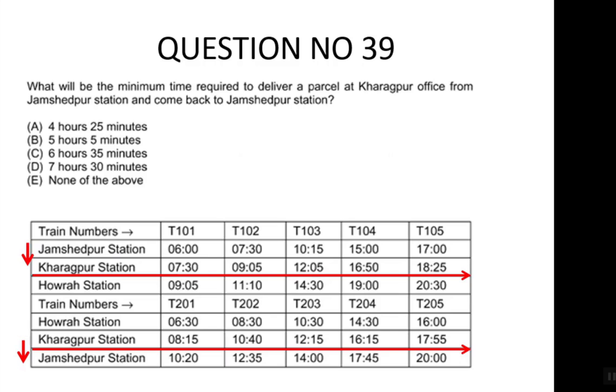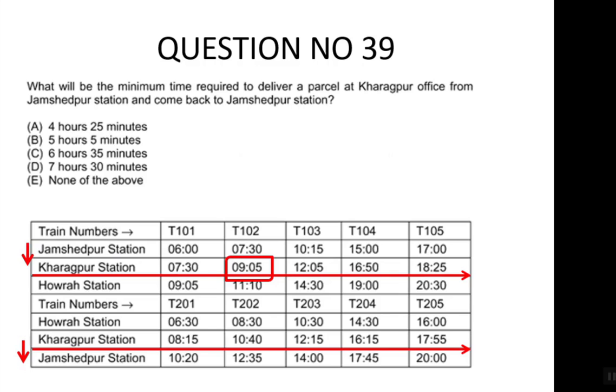What I mean to say is, when this person reaches Kharagpur station, goes to the office and comes back, he has 1.5 hours to do so. So, if he is going to reach Kharagpur station, he can board the next train after 1.5 hours. And he should not waste more time, which can easily be done if you observe it very closely in the table. If he takes train T102 from Jamshedpur to Kharagpur, he reaches there at 9:05.